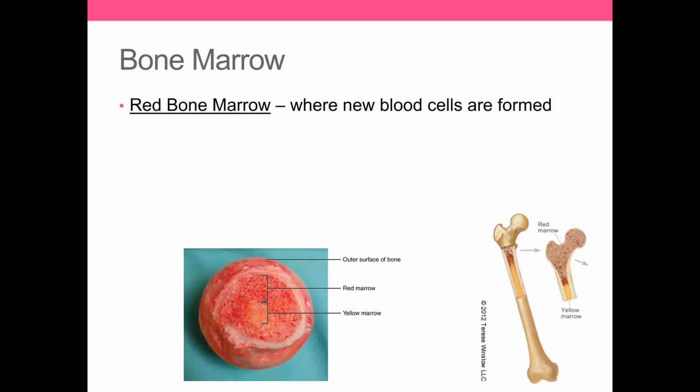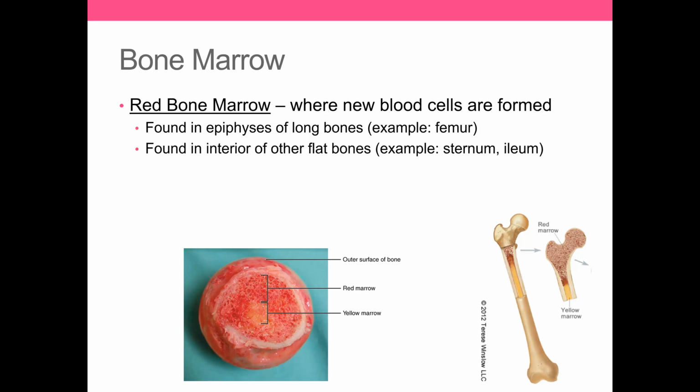So we left off in that video with her talking about the bone marrow inside bones. So there are two types of bone marrow. There is red bone marrow, and this is where new blood cells are formed. And you can find the red bone marrow in the epiphyses of the long bones. Remember, the epiphyses are the enlarged ends of the bone. For example, this picture here shows the femur, and so the epiphyses would be the two ends, and that's where you can find red bone marrow.